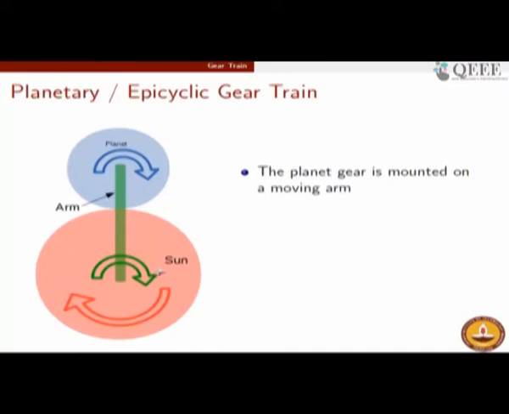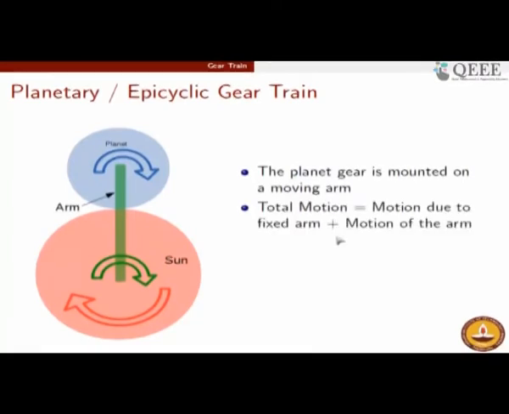So if you hold the sun circle fixed and if you let the planet circle roll without slip on the periphery of the sun, then as you know from elementary geometry, a point on the periphery of this planet will generate a curve which is called an epicycloid. So accordingly, this gear train is called an epicyclic gear train.